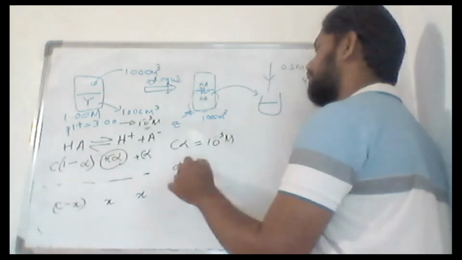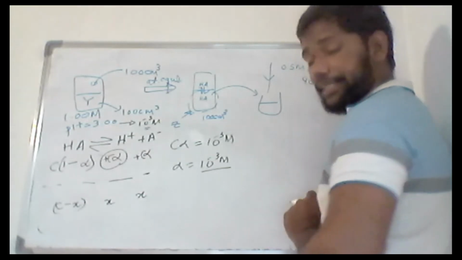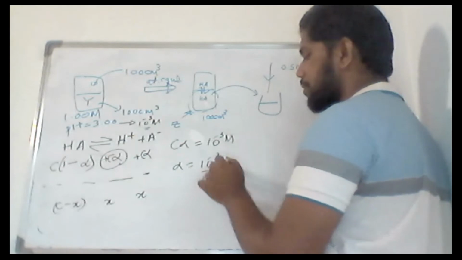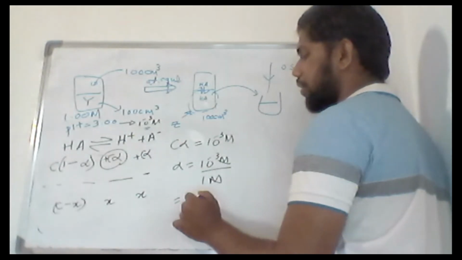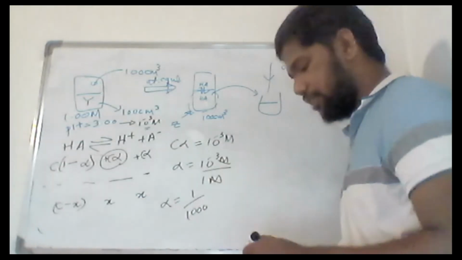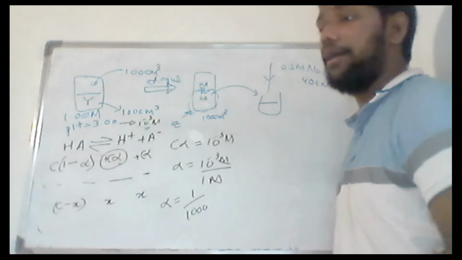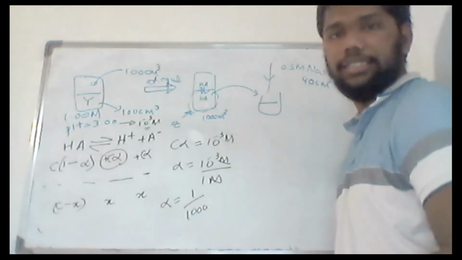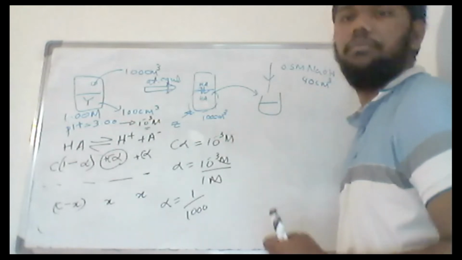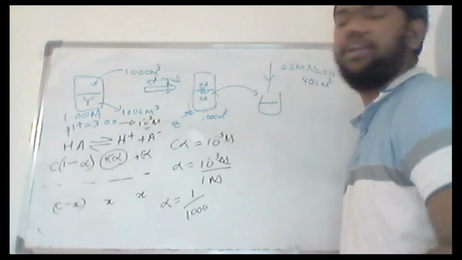Right? So alpha is equal to 10 to the power minus 3 M over, what is the concentration of this here? It is given as 1 M. So basically you can say your alpha is 1 over 1000. 10 to the power minus 3 means 1 over 1000, which gives you the idea that if you have 1 mole of this HA, only 0.001 mole of HA is going to be dissociated, which is very, very minimal.